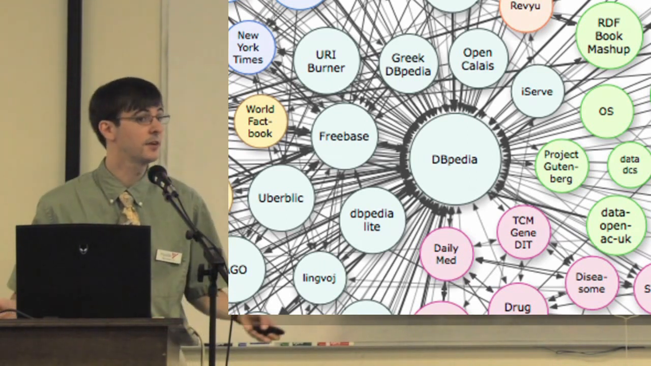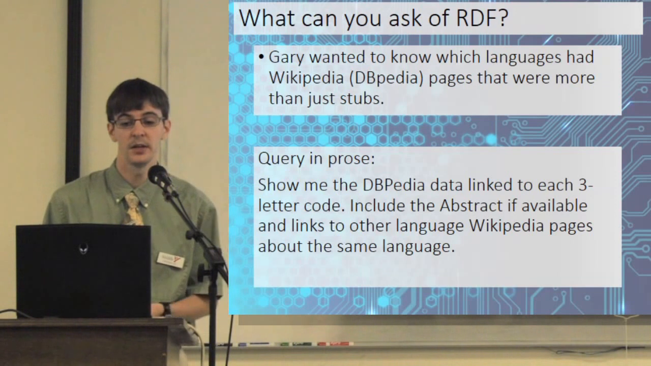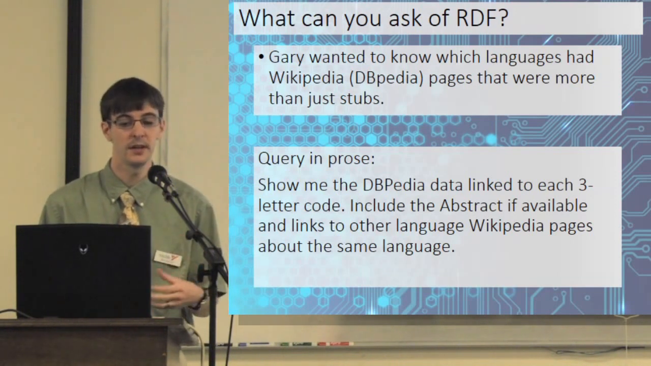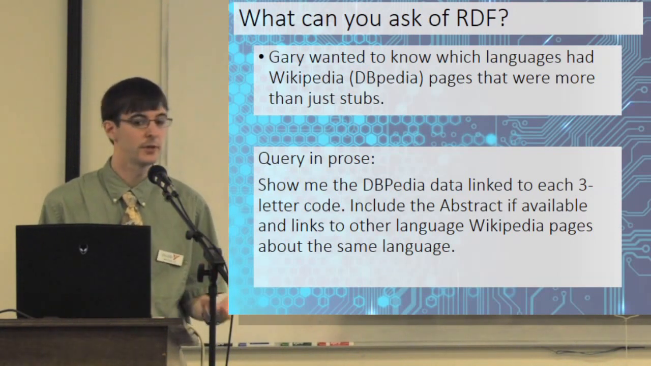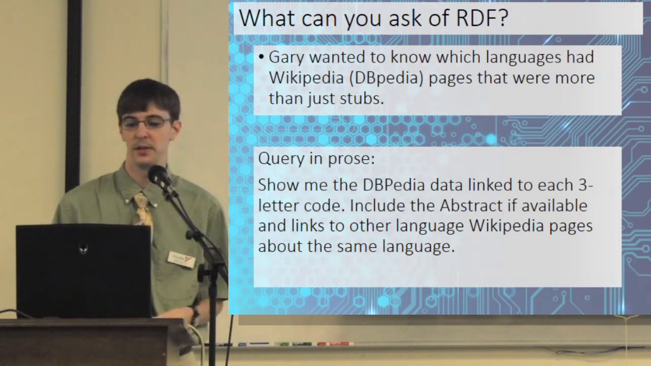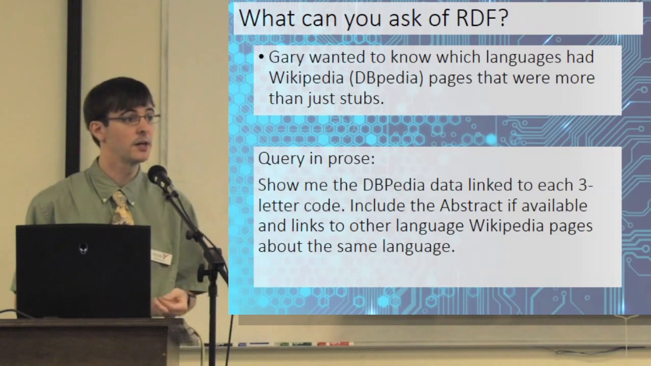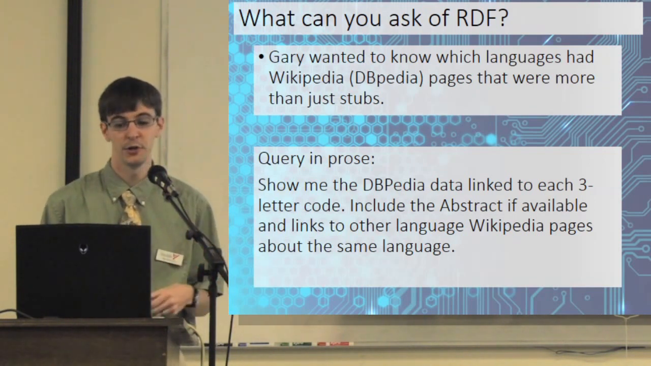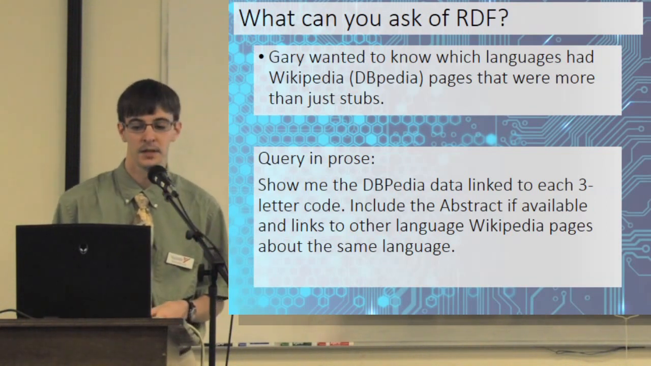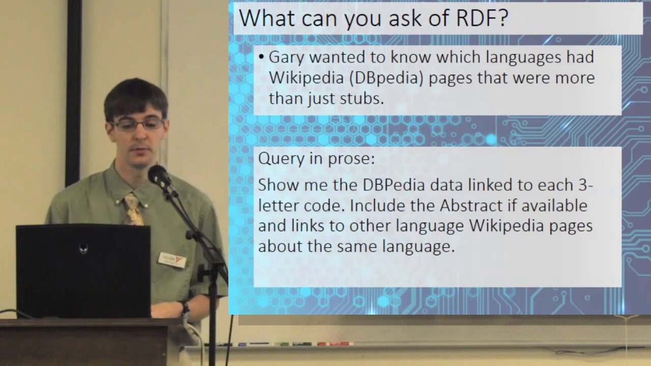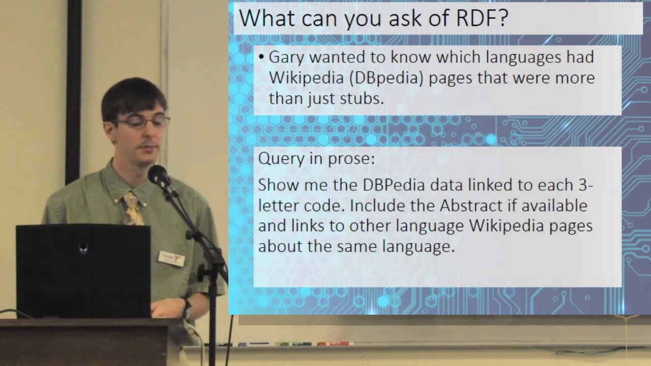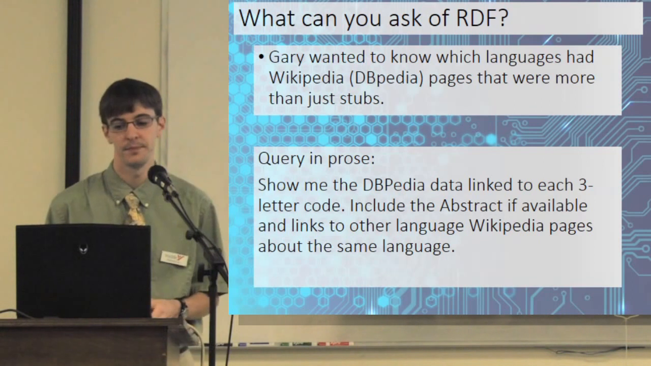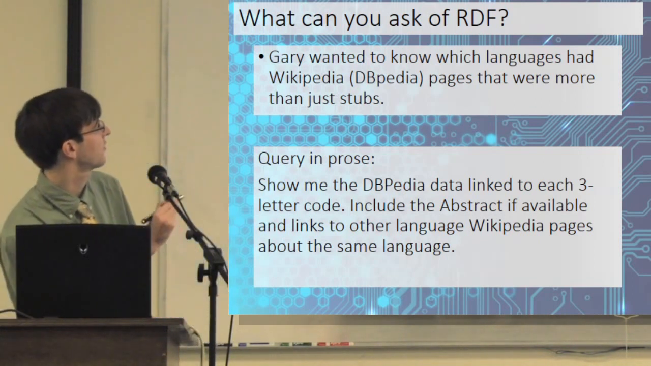So what can you ask in RDF? Well, based on DBpedia, Gary wanted to find out which languages had useful Wikipedia pages that were more than just stubs, more than just there is a page and it's empty. So I wrote a query and asked it of DBpedia, and the prose version of the query is, show me the DBpedia data linked to each 3-letter code, include the abstract of the page if available, and links to the other language Wikipedia pages about the same page. So that's actually what the search looked like.